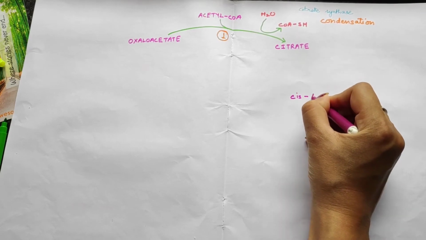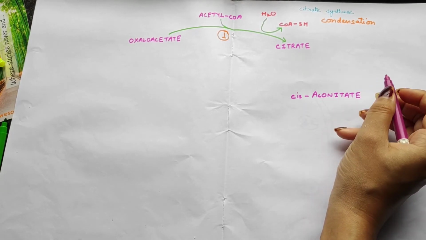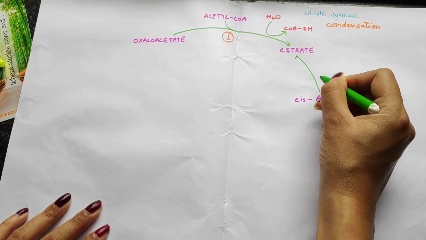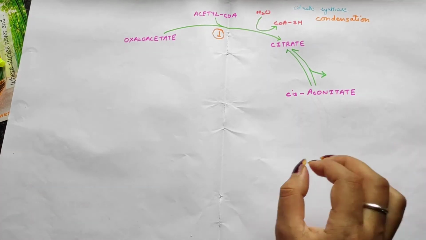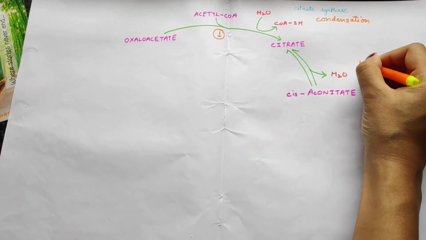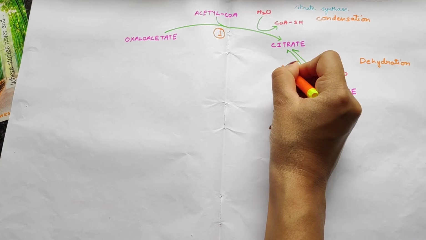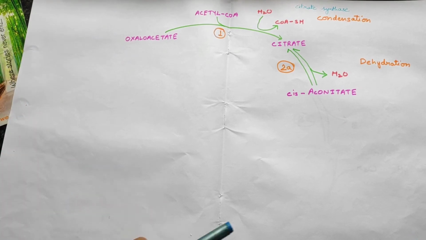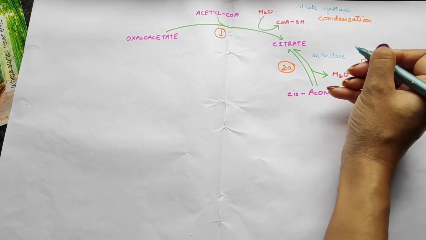In the second step, the reaction has been divided into two parts. In the first part, citrate is converted into cis-aconitate. This is a reversible reaction, so the arrow will go both ways. Sorry, I have made a mistake. The arrows will point in two different directions. With the release of one molecule of water, cis-aconitate will be formed. Since a water molecule has been released, this is dehydration. This is step 2A. Next one will be step 2B. Both these reactions, 2A and 2B, are catalyzed by aconitase.